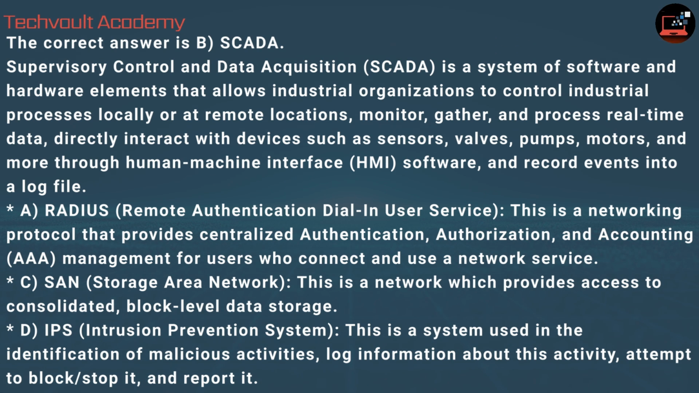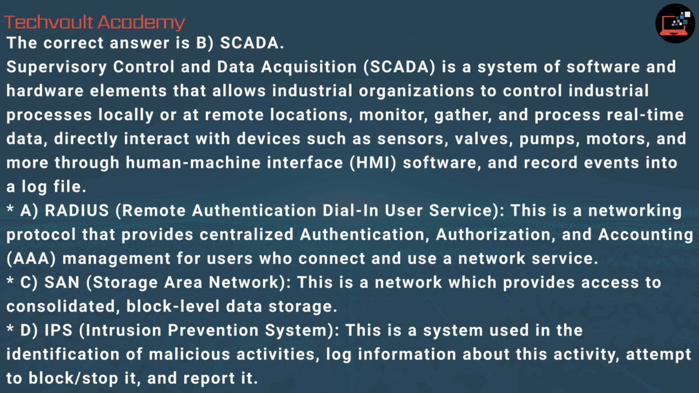A. Radius, Remote Authentication Dial-In User Service. This is a networking protocol that provides centralized authentication, authorization, and accounting, AAA management, for users who connect and use a network service. C. SAN, Storage Area Network. This is a network that provides access to consolidated block-level data storage. D. IPS, Intrusion Prevention System. This is a system used in the identification of malicious activities, log information about this activity, attempt to stop it, and report it.